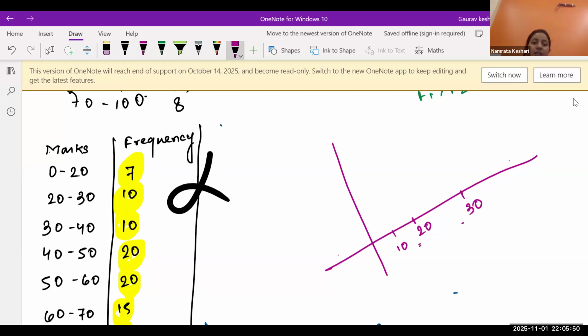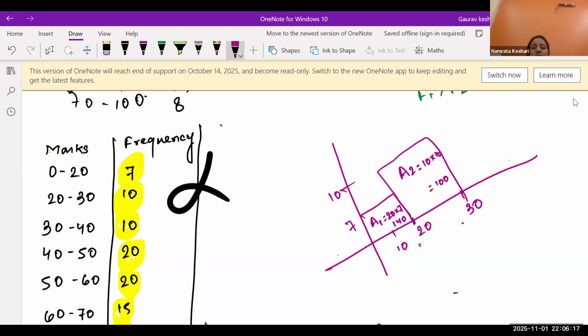So 0 to 20, the frequency is 7, and 20 to 30, the frequency is 10. If I just find the area, I will show you. Area 1 will be length into breadth, basically 0 to 20, so 20 into 7. Area will be 140. And area 2 will be 20 to 30, so 10 into 10. That means area will be 100.